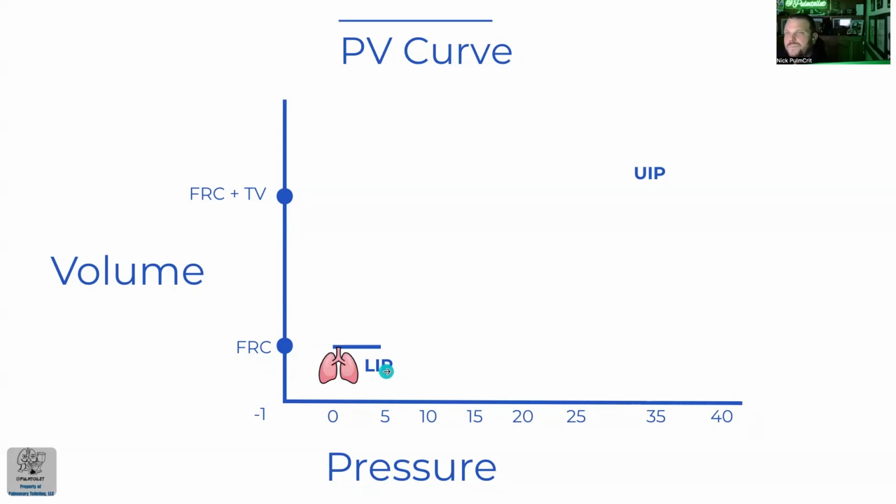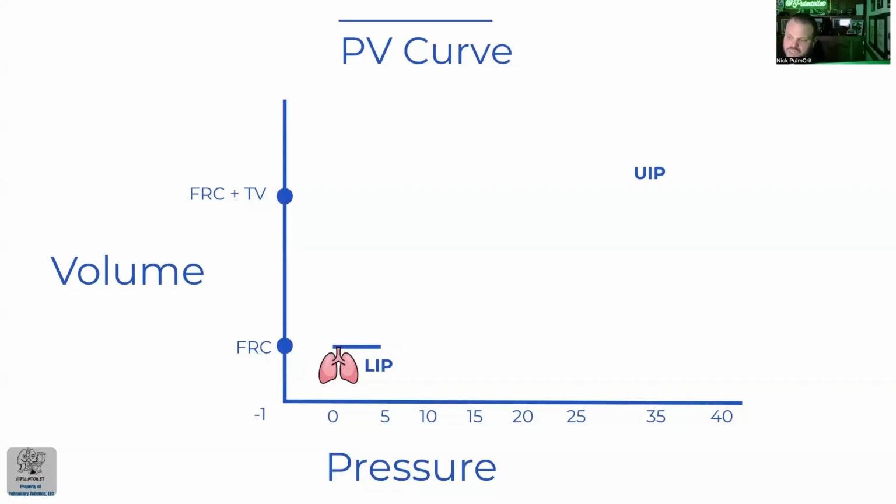Okay. So what we're trying to do with PEEP is we're trying to avoid the lower inflection point. What is the lower inflection point? The lower inflection point, also known as the airway opening pressure, is where as you put volume into the lung, you don't get a lot of pressure change because you are recruiting lung.